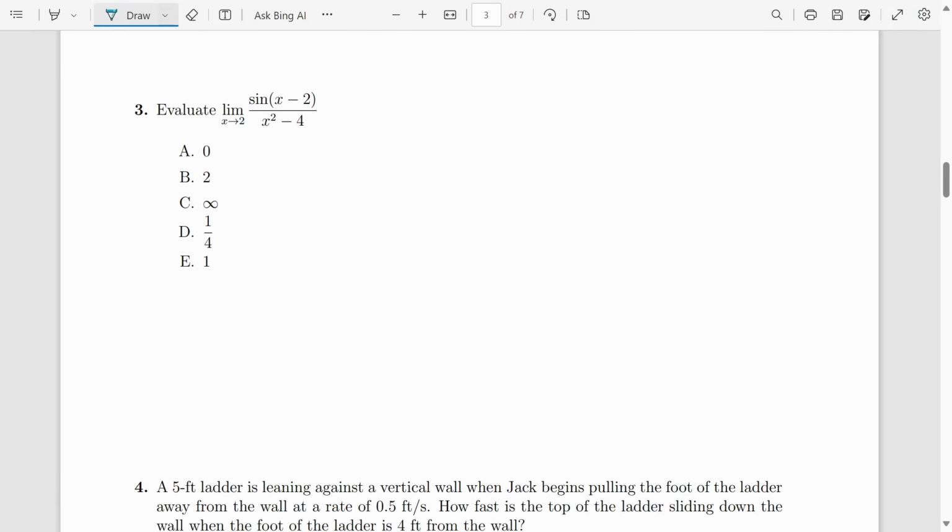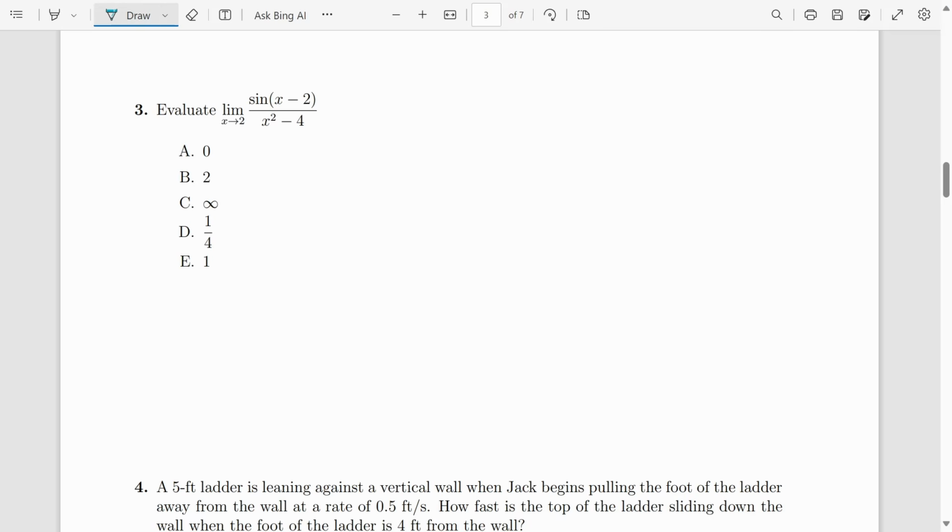Question 3, this is just a limit problem. So the limit as x approaches 2 of this fraction here. I feel like there's some special way you can find limits of this trig function, this sine. But honestly, I don't like the ways that they teach you. It's a fine method, and if you're comfortable with it, then go ahead. But I'd be more comfortable with using L'Hopital's rule here.